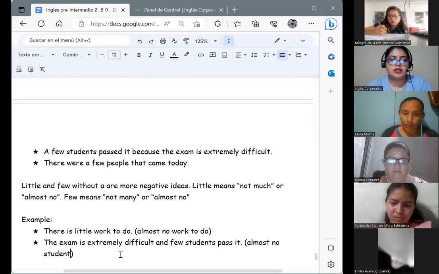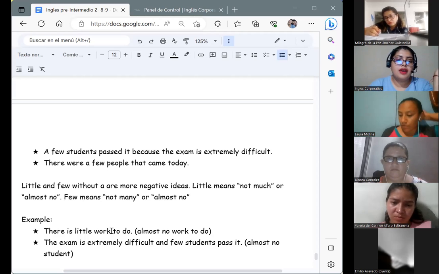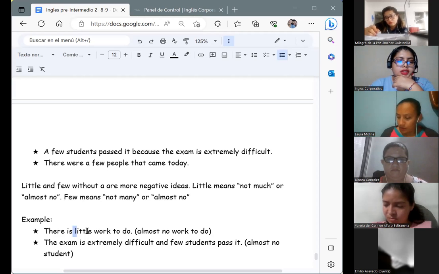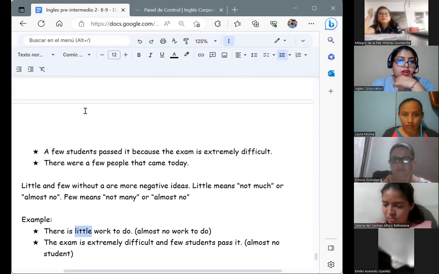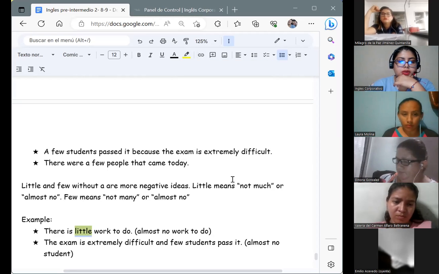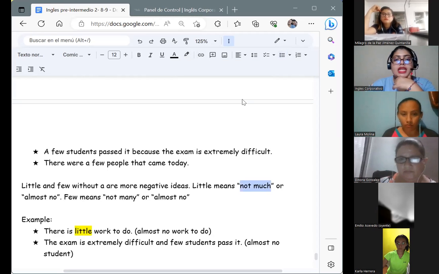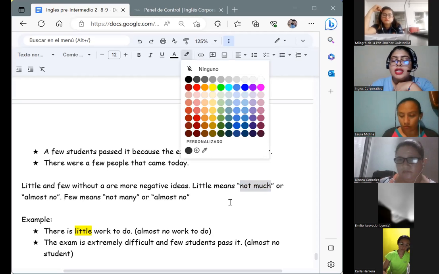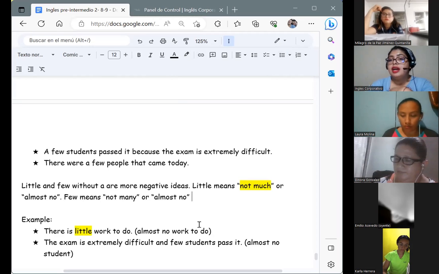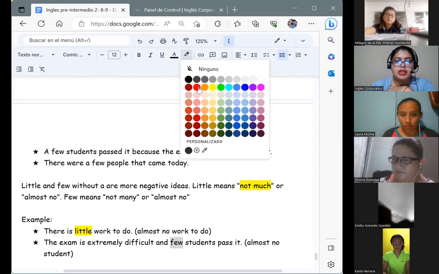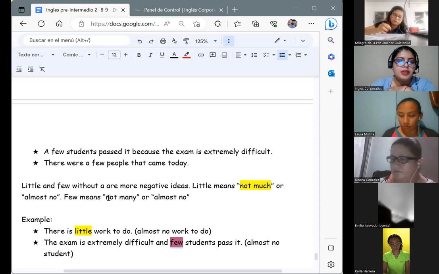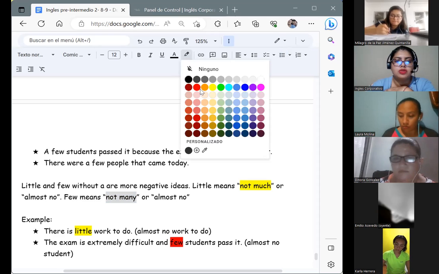So in this case, we have the two examples. There is little work to do and the exam is extremely difficult and few students pass it. So in this case, we have the explanation. In this one, there is little work. We are going to mark this one in yellow because we are going to see this one. That is the meaning of that word. In this case, not much. That is related to uncountable nouns. And this one, few, we are going to mark in red. And we have here, not many. That is related to countable nouns.